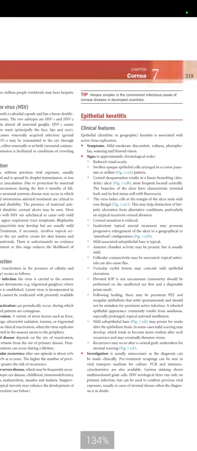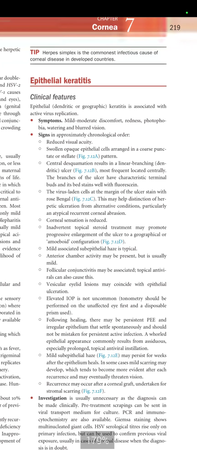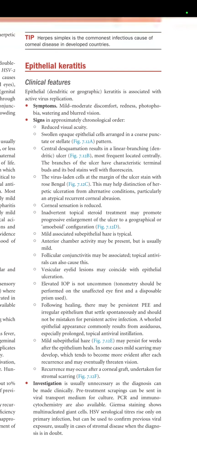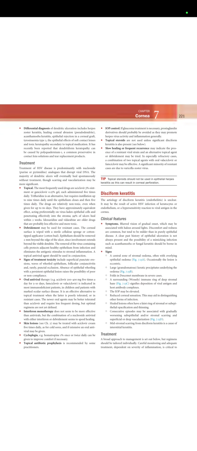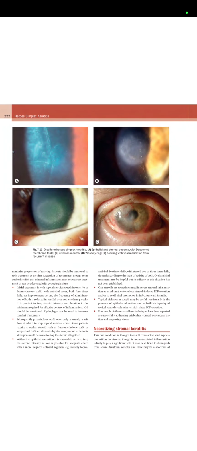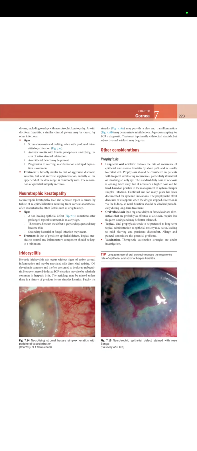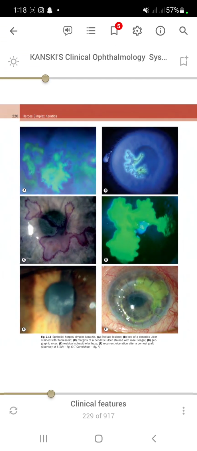Tip: herpes simplex is the commonest infectious cause of corneal disease in the developed world. Now we have multiple corneal layer involvement in case of herpes simplex keratitis. It can be epithelial keratitis, disciform keratitis, stromal keratitis, neurotrophic keratopathy, and iridocyclitis. This is basically the presentation of the different kinds of herpes keratitis.